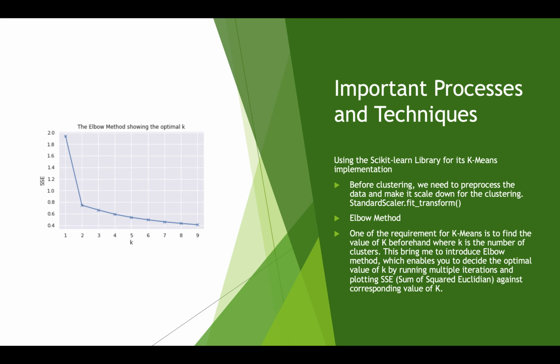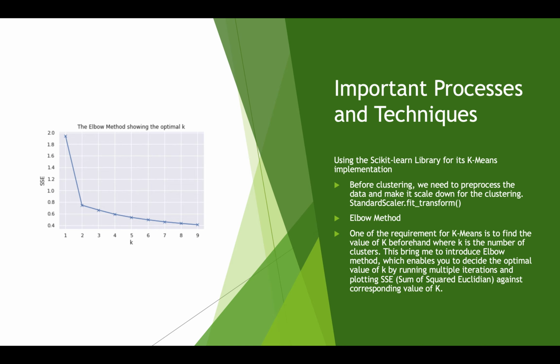Important processes and techniques. Before going into the experiments that I performed, I want to discuss the important processes. First thing is, when we are moving into clustering algorithms, we have to transform our data from the standard form into a scaled down form. To get it into a scaled down form, I've used the StandardScaler fit_transform library, and what it does is it transforms the data and makes it more compatible and scaled down for easy computations in the clustering algorithm.